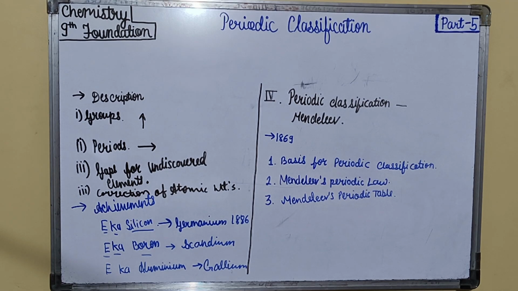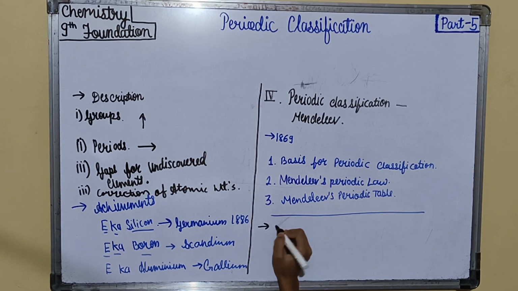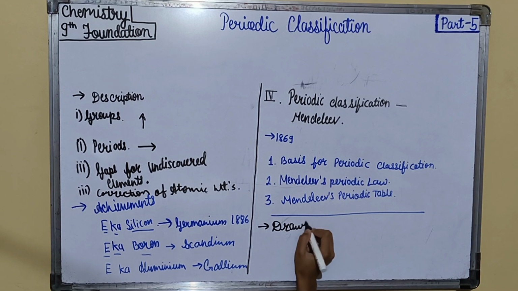Now, rather than achievements, there are some drawbacks of Mendeleev's periodic table. There are a total of 7 drawbacks. First is anomalous pairs. Second is position of isotopes. Third is position of hydrogen. Fourth is grouping of chemically dissimilar elements. Fifth is separation of chemically similar elements. Sixth is electronic arrangement of elements. And seventh is no explanation for the cause of periodicity.